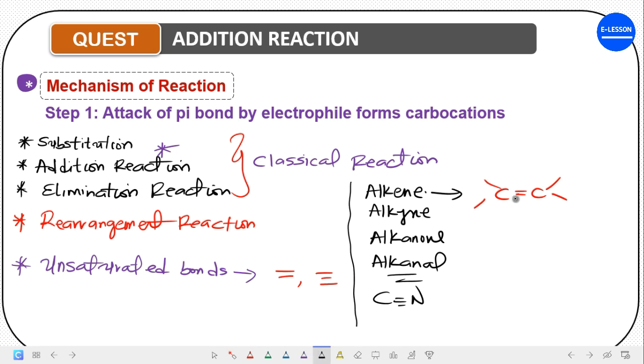Now the point of unsaturation is this point here. That is this double bond here, okay? And then we have the alkynes. The alkynes are C triple bond C, something like this, okay? These are the alkynes. And then we have the alkanones. The alkanones have C double bond O, and then the alkanal is an alkyl group attached to C double bond O and then H. But our major focus will be on the alkene.